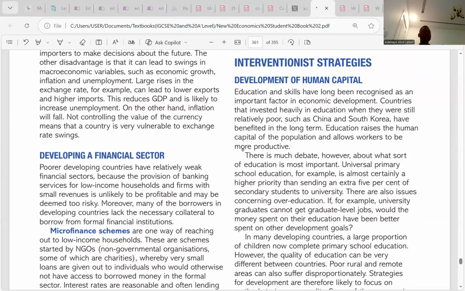So, before I go further, one of the interventionist strategies that can be used is development of human capital. And for human capital to develop, it simply means we need education and training. Because education would improve your human capital, it will improve your skills, and you become more productive.